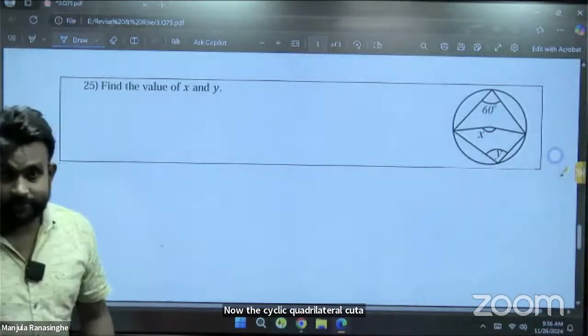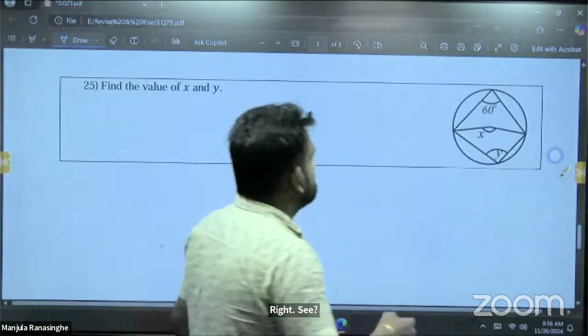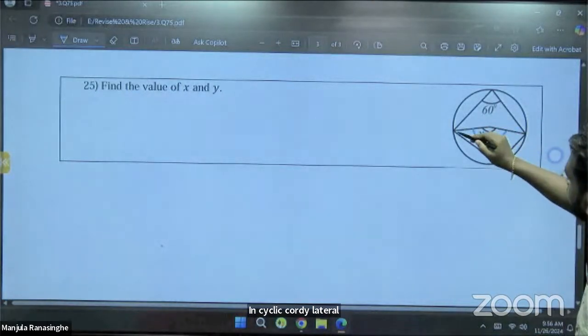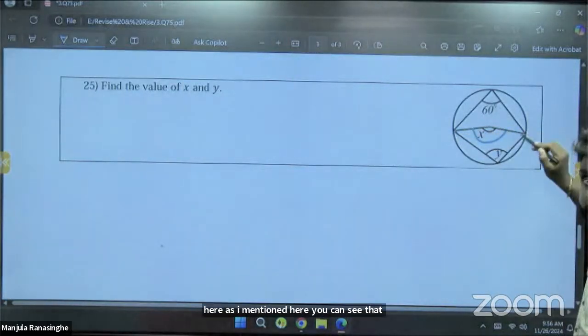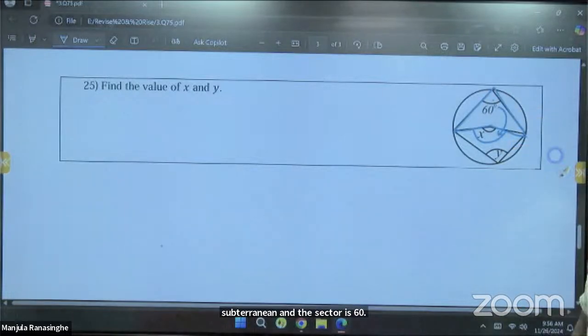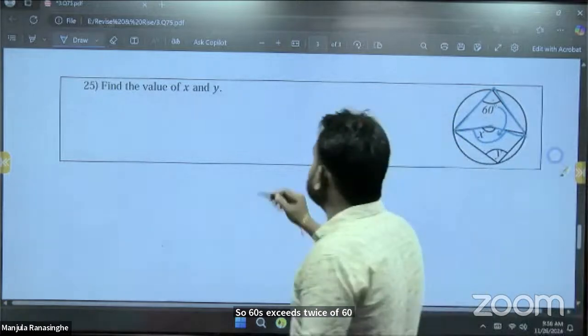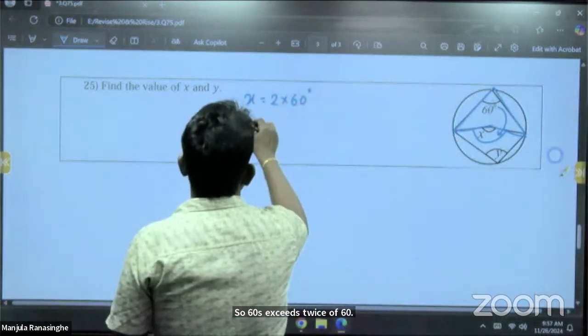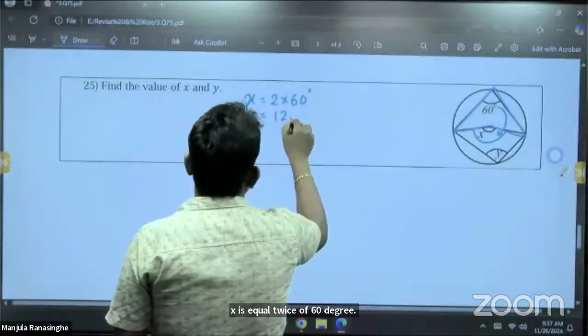In a cyclic quadrilateral, as I mentioned, you can see that these are two points. The angle subtended at the center is x, and the angle subtended at the circumference is 60. So x is twice of 60 degrees. X is equal to twice of 60, which means 120.